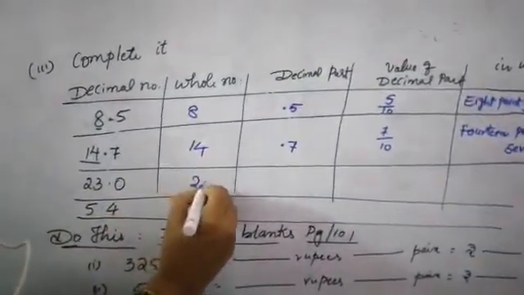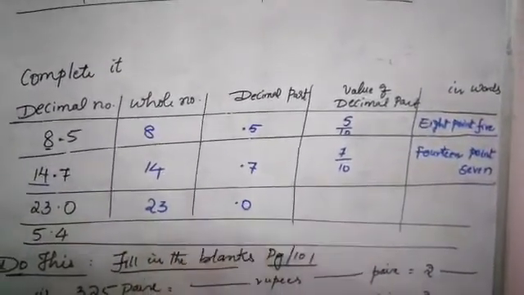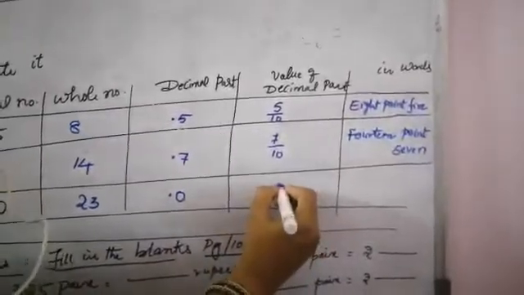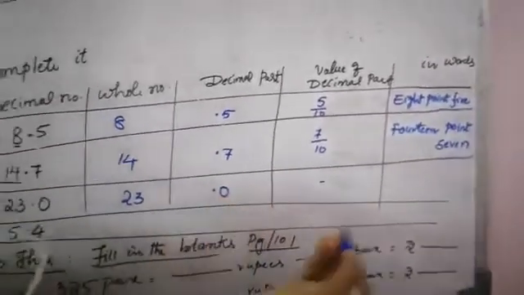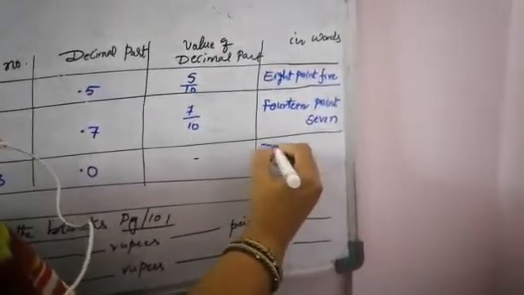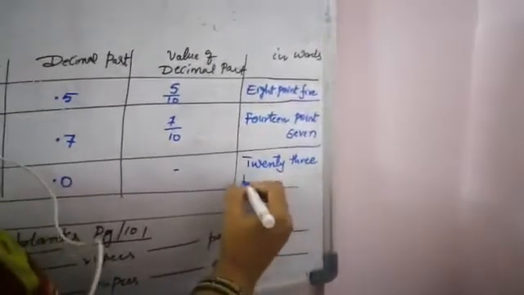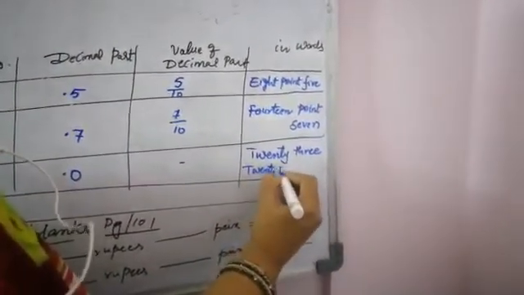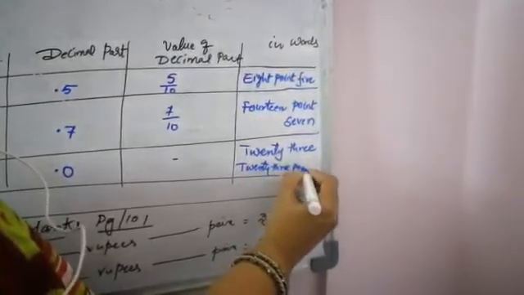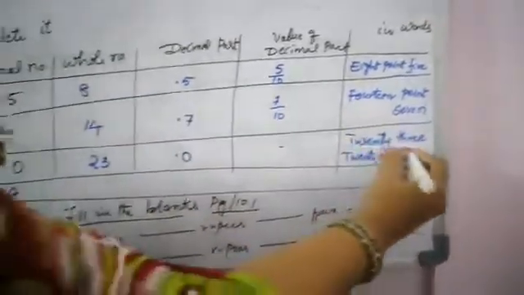23.0. So what is the whole number part? 23. Decimal part 0.0. And how to write? No value, children, so leave it off. 0 by 10 you can write. Nothing, it's 0 only. What is the meaning of 23.0? It's 23. There is no value after the point, so you can write only 23 also, or you can write 23.0.